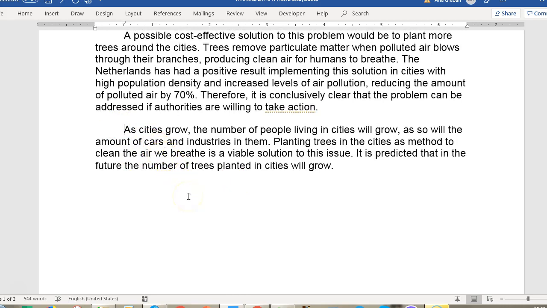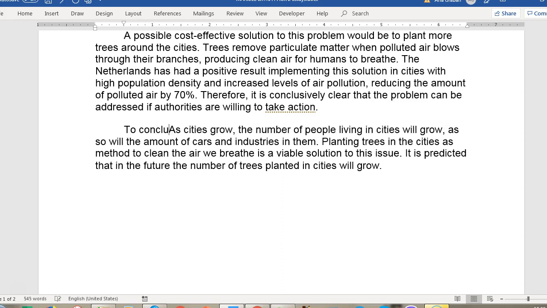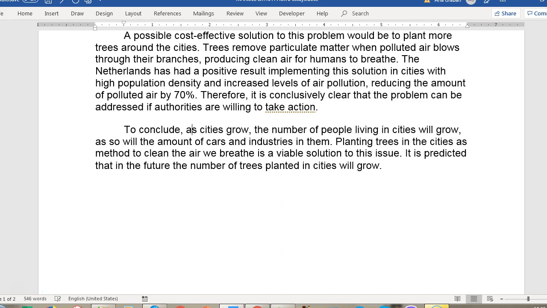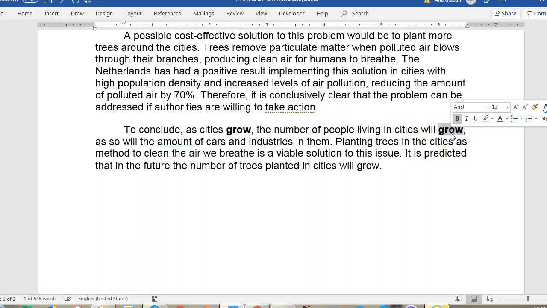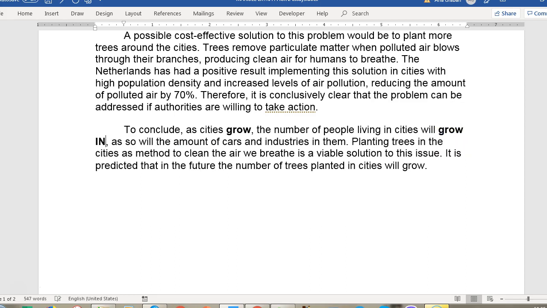Perhaps you could say, as it can be seen from the arguments provided above, or to conclude. Up to you. Let's start with the basic to conclude. To conclude, as cities grow, the number of people living in cities will grow. Okay, you see we have repeats. As cities grow, the number of people will grow. Let's say the number of people will, let's say, increase.